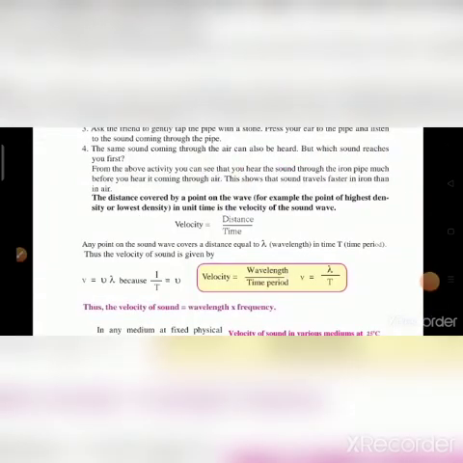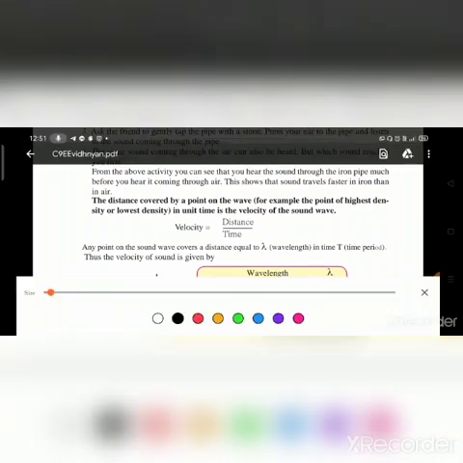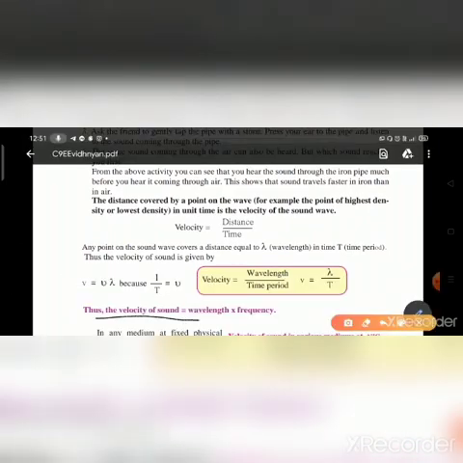Velocity of sound: the distance covered by a point on the wave, for example, the point of highest density or lowest density, in unit time is the velocity of the sound wave. Velocity is given by distance upon time. Any point on the sound wave covers a distance equal to the wavelength lambda in one time period. Thus the velocity of sound is given by v is equal to nu lambda, because 1 by t is equal to nu. Velocity is equal to wavelength by time period, v is equal to lambda by t. Thus the velocity of sound is equal to wavelength into frequency.